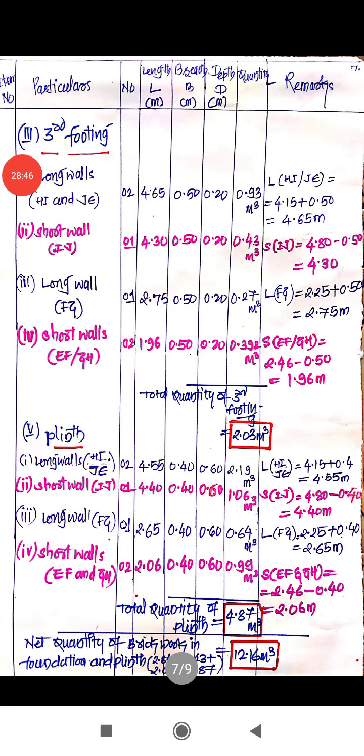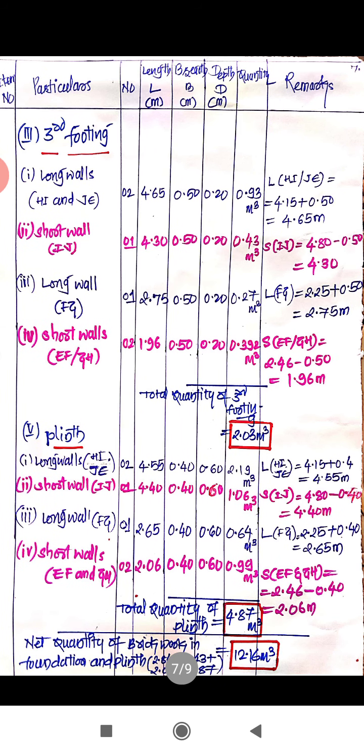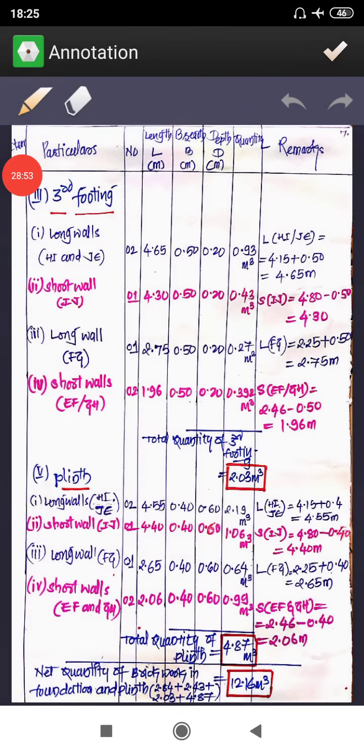Now by doing that, see, if you add all these quantities here, then you will be getting 4.87 meter cube. Now the total quantity of brickwork in footing, right? So that is first footing, second footing, third footing and plinth. So that total is here, that is 12.16 meter cube, right? I have shown that here, I have written it here. See, you can see this. This is total quantity. So total is 12.16 meter cube.